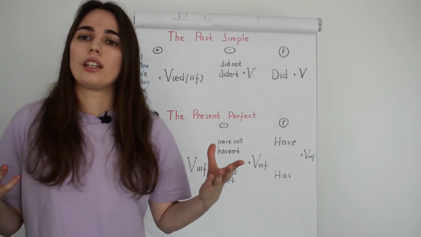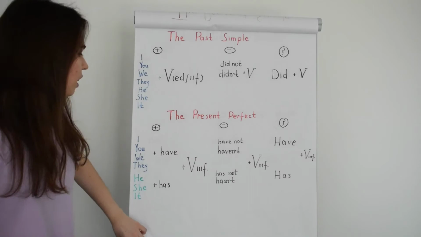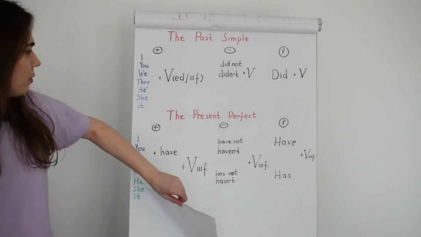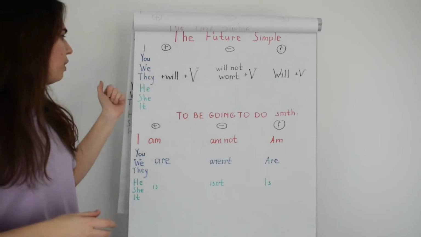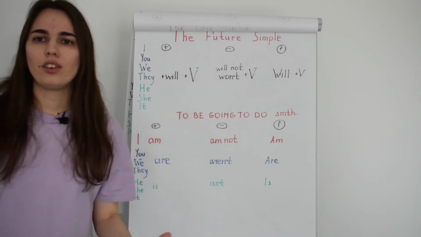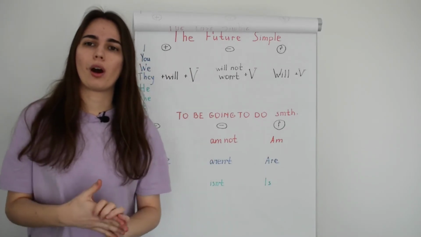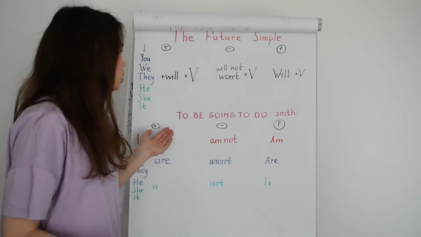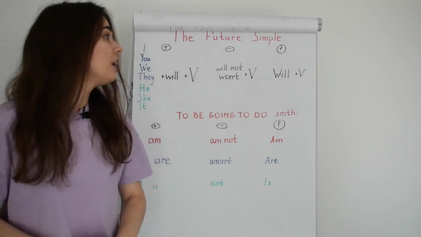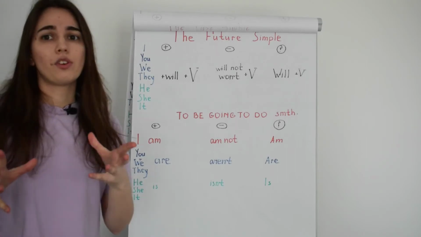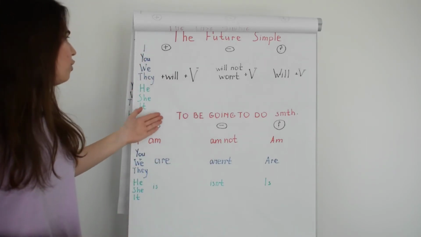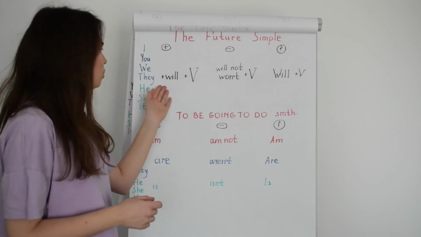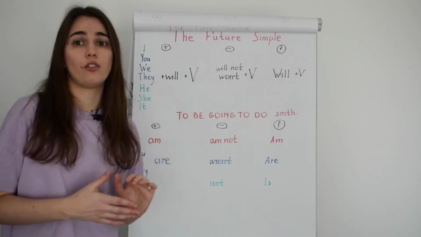And so now let's move on to the next two very important tenses, to talk about the future. Again, I flip my paper and we have the future simple and the specific construction we use to talk about the future, to be going to do something. So the future simple, it's very simple indeed. For I, you, we, they, he, she, it, for all the pronouns we need to take will plus the verb.